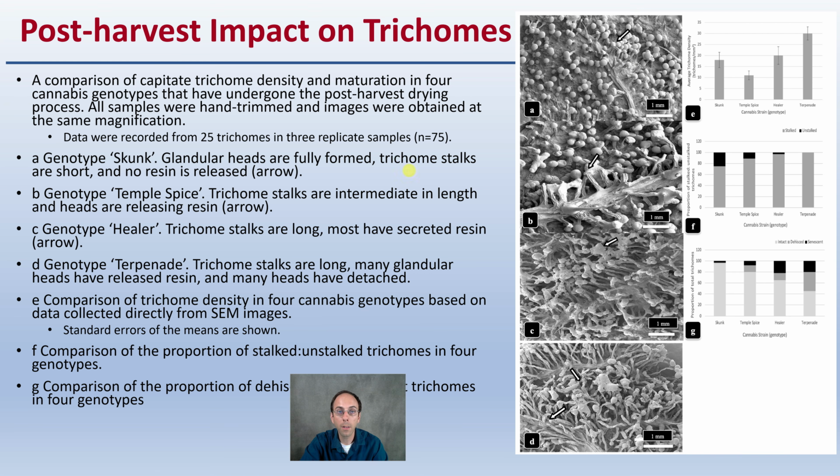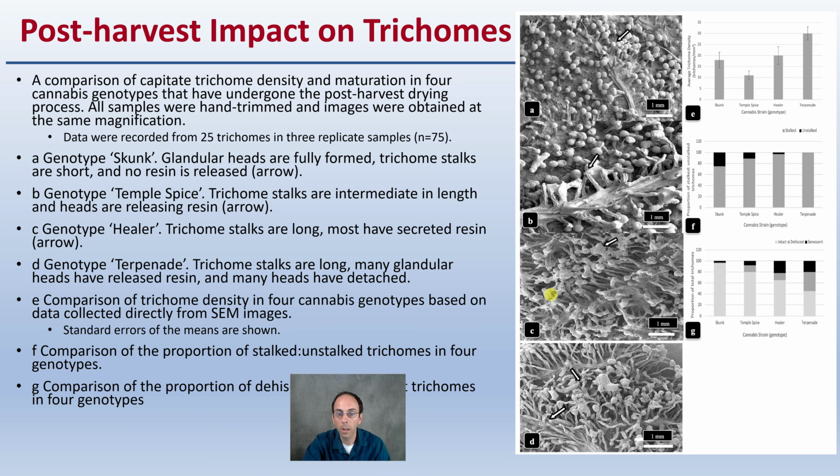Lastly, this shows post-harvest impact on those trichomes. A comparison here of 4 cannabis genotypes that have undergone post-harvest drying. So this is looking at how that drying aspect impacts the trichome development. Data is recorded from 25 trichomes with 3 replicate samples. A is looking at the genotype Skunk. Glandular heads are fully formed, trichome stalks are short, and no resin is released. We can see that here with the arrow. B is the Temple Spice. Trichome stalks are intermediate in length and heads are releasing resin. Again, right where that arrow is indicating.